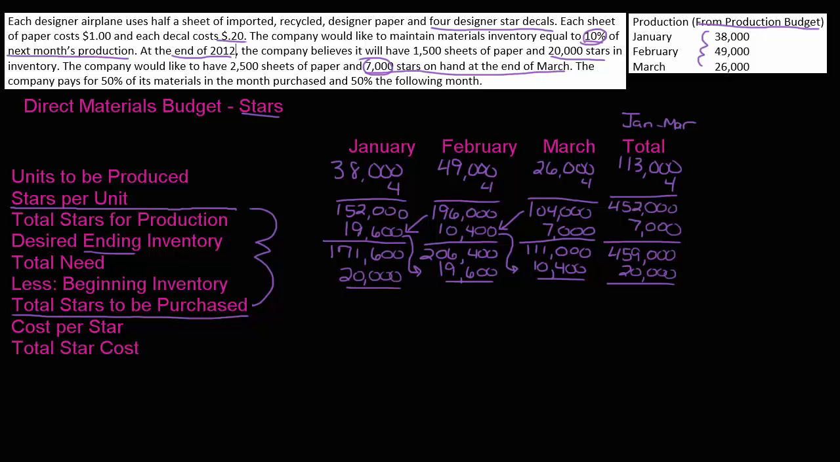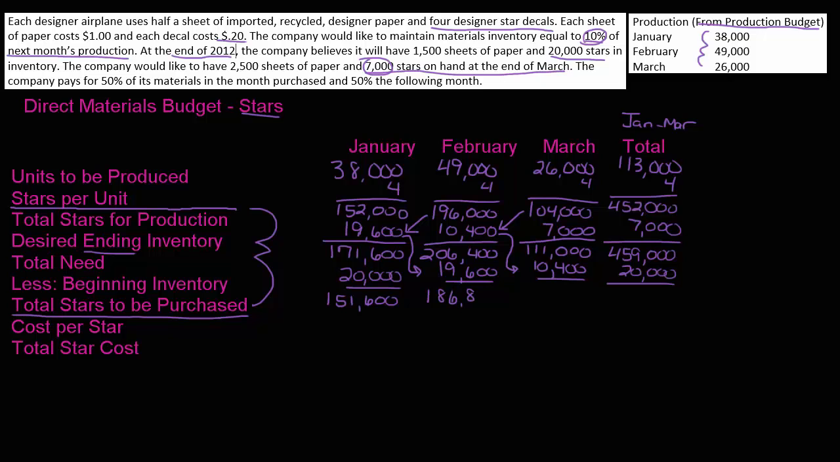Okay, so now we've got all our beginning inventories. So now I'm going to subtract the beginning inventory to figure out how many stars we need to buy. So remember, if I need 171,600, but I already have 20,000 in inventory, then I only need to buy 151,600 stars. Okay, so if you think about the process of what's going on, I think it makes this a lot easier to do.